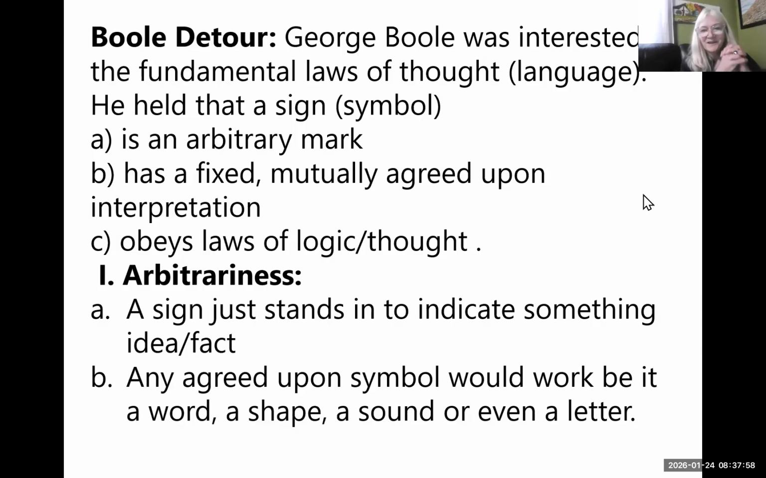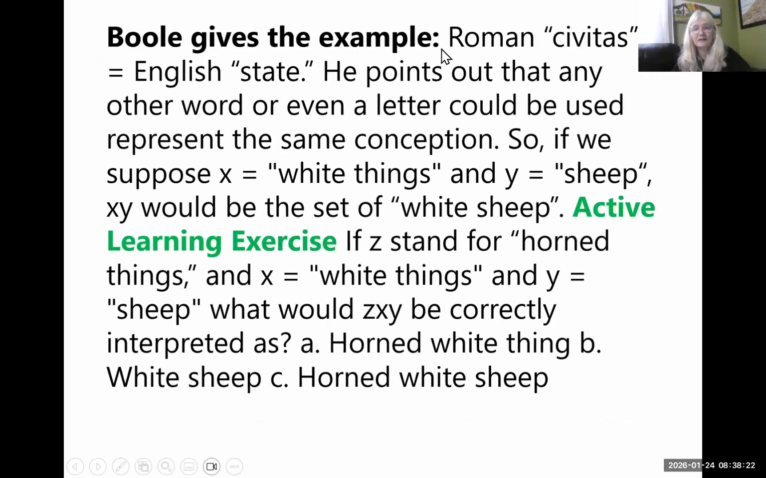Now let's go through each one of those a little bit more closely. First, it's arbitrary. A sign just stands in to indicate something, some idea or fact. Any agreed upon symbol would work, be it a word, a shape, a sound, or even a letter. Boole gives the example of Roman civitas and English state. Those are different mouth sounds, but he points out that any mouth sound or word or even a letter could be used to represent the same conception of what we use the word state for.